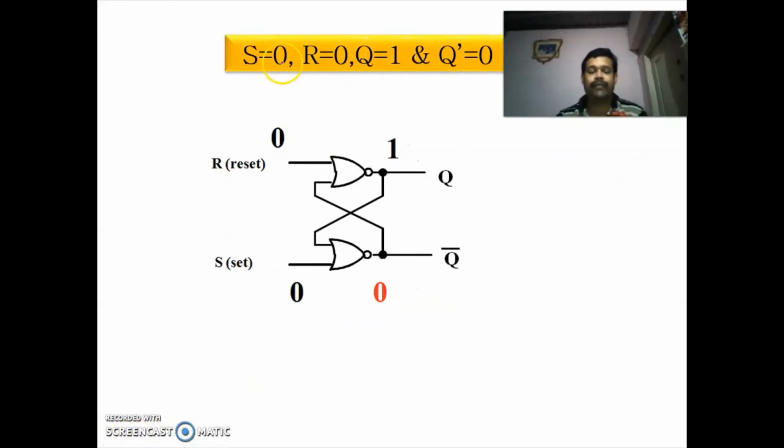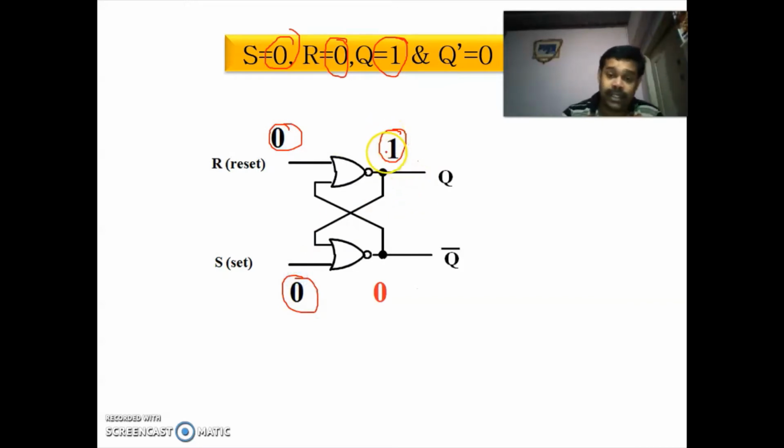Next we are going for S is equal to 0, R is equal to 0 and Q as 1. Q we are taking as 1, S is equal to 0 and R is equal to 0. Now this 1 is coming as feedback to this NOR gate. We know that if one of the inputs of this NOR gate is 1, then its output is 0. If Q bar is 0, then Q is 1.